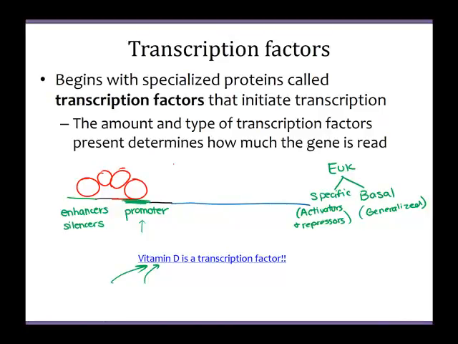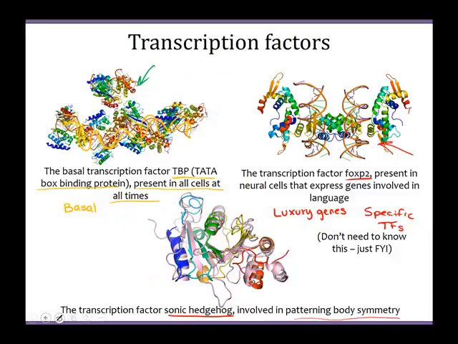So, now it probably makes a little more sense here. Depending on how many of these specific or basal transcription factors we have, that will determine how much we express this whole gene. And I know I'm leaving out a lot of information here. I'm just trying to keep it simple.